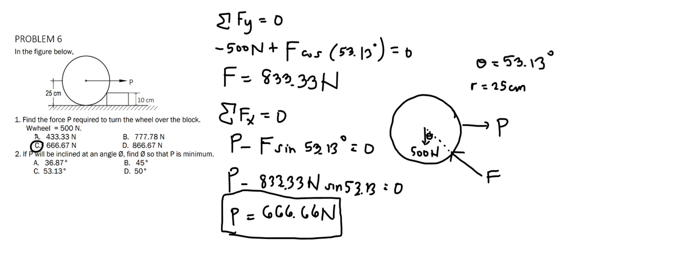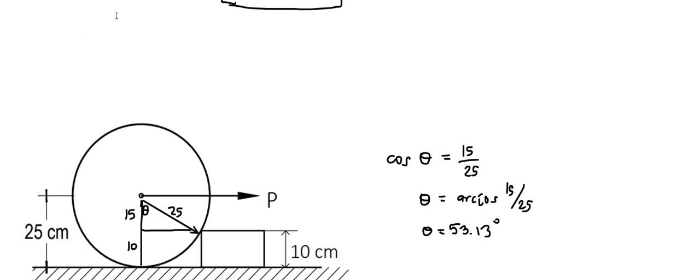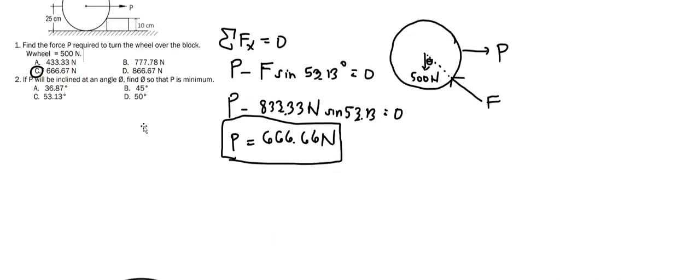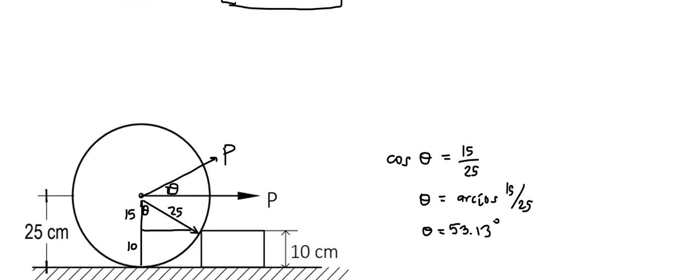Now for the second problem, if P will be inclined at an angle of phi, find phi so that P is minimum. So it is asking us for the value of the angle phi for P so that the resultant force would be minimum. So let's call this angle phi.